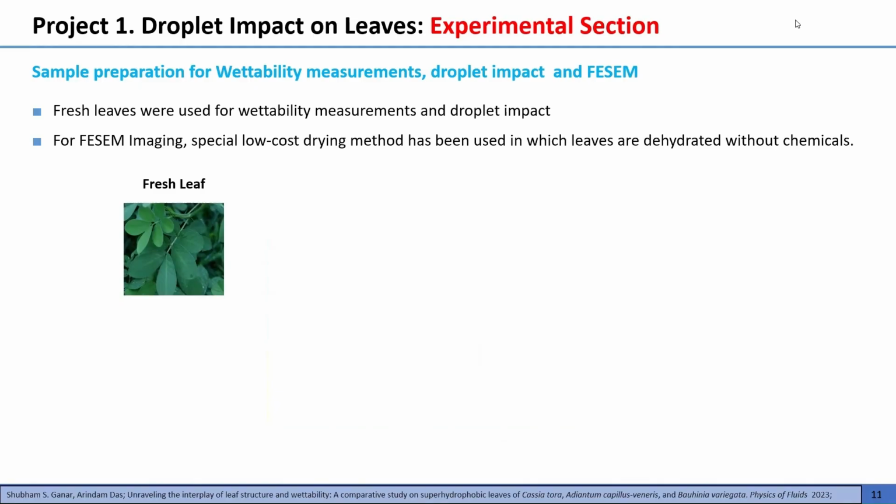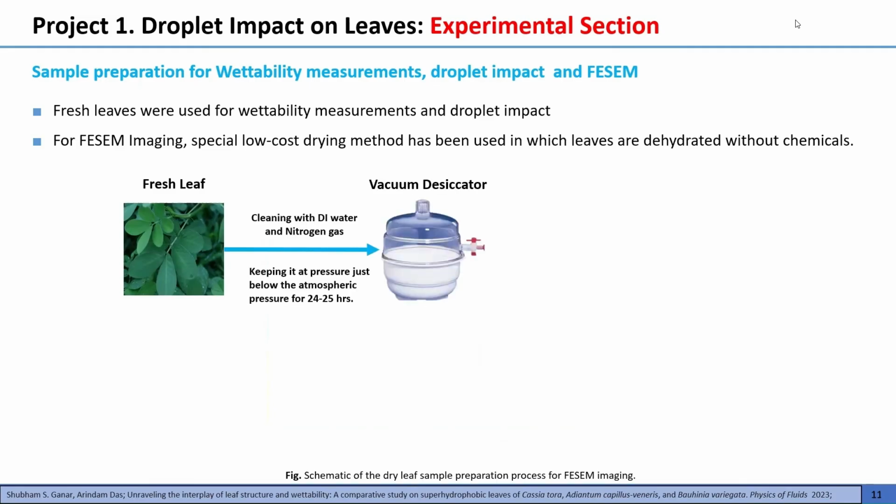as the FESEM works in high vacuum, which created a distortion in the sample. To overcome this, we used a special low-cost drying method without using any chemicals, in which we took the fresh leaf, cleaned it with DI water and nitrogen gas, and kept it at a pressure just below the atmospheric pressure for 20 to 25 hours.